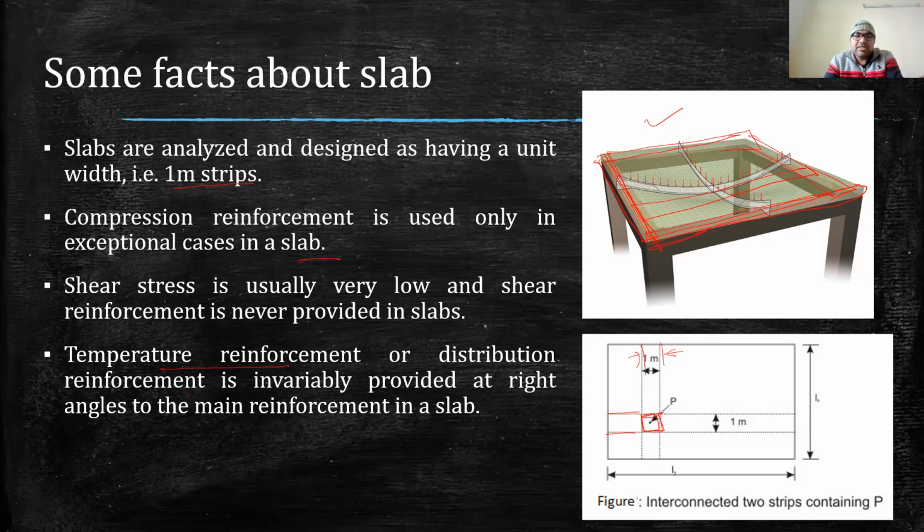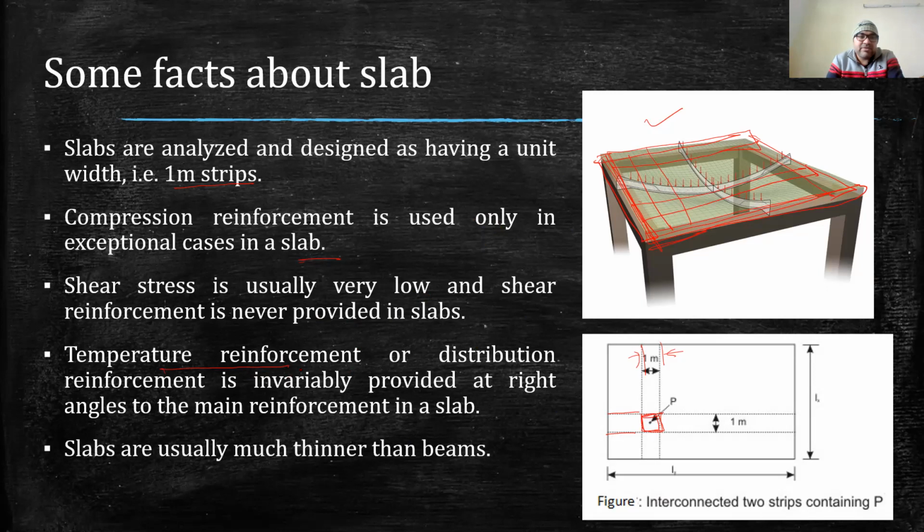So against those secondary effects, we generally provide temperature or distribution reinforcement. Generally, we provide temperature reinforcement at 90 degrees to the main reinforcement. For example, if main reinforcement is provided along the shorter span, then we will provide distribution reinforcement along the longer span. If we are providing main reinforcement along the longer span also, in that case, distribution reinforcement will be provided along both spans. We will see that when we design an example.